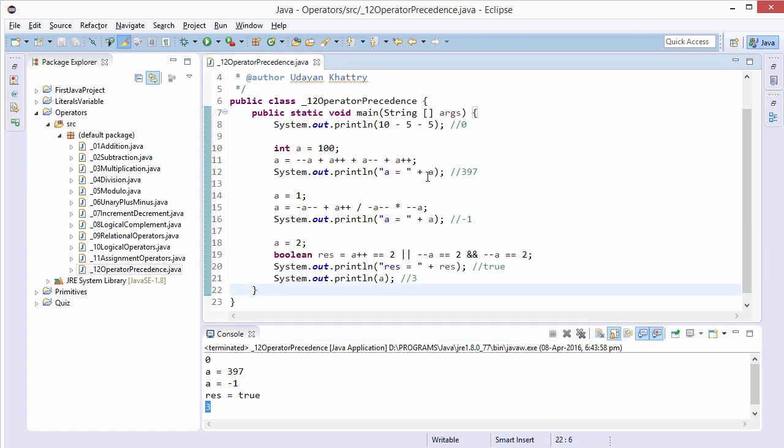To get hold of this topic, I would suggest you write some random expressions using various operators in Eclipse and find out the output. You can test the output by executing your programs. This will help you to completely understand the operator precedence and associativity table.